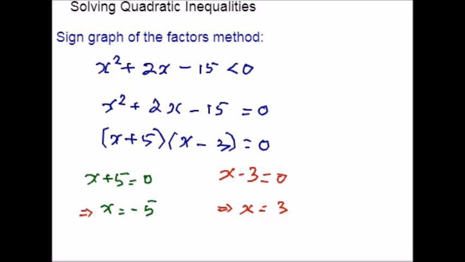Okay, now the third step. In the third step, we are going to use these boundary points to mark off test intervals on the number line, and we are going to list all the factors that we got in Step 2.